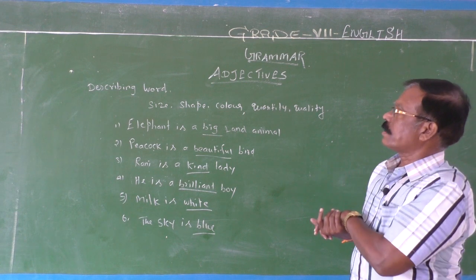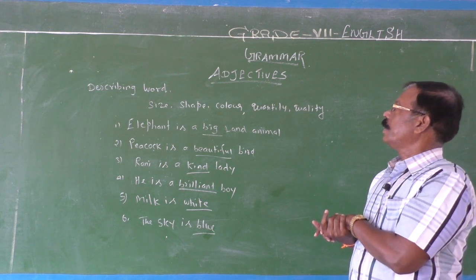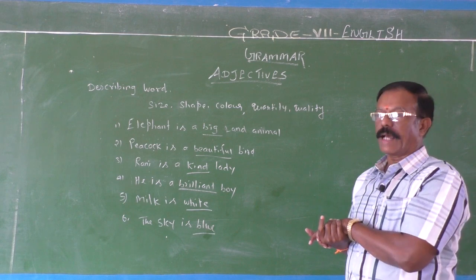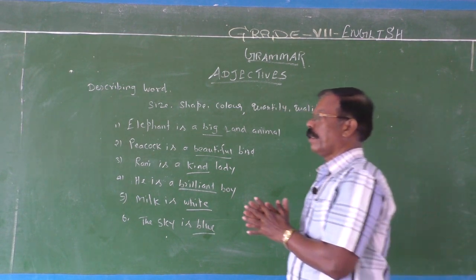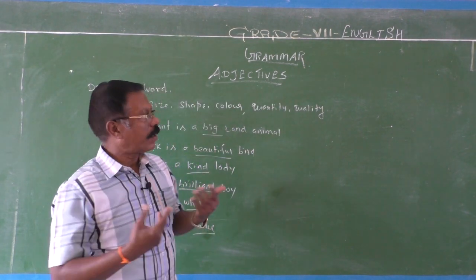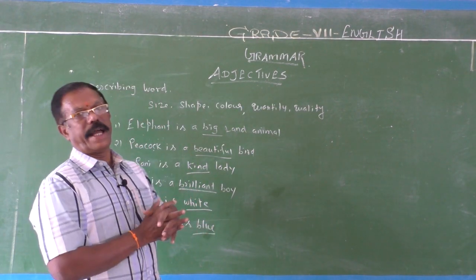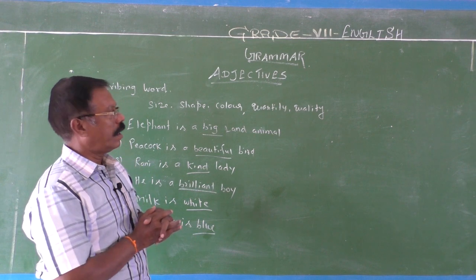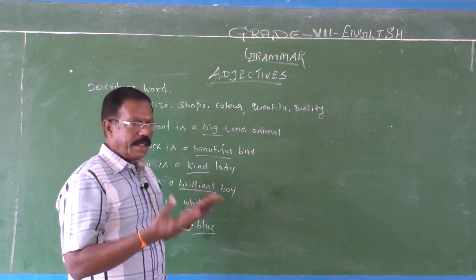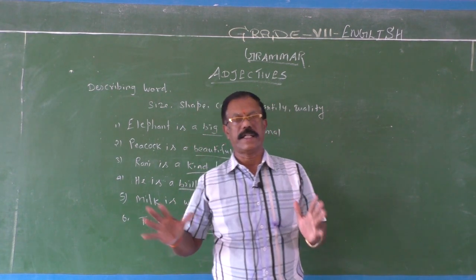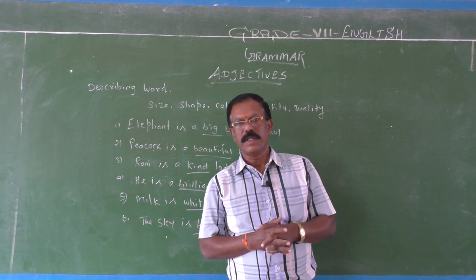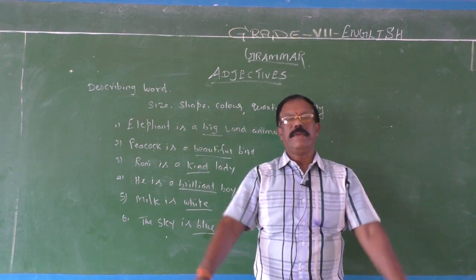In today's video class, I am going to teach you the second chapter in your grammar book, Collins English Grammar, the second chapter, Adjectives. I hope all of you have some basic idea about these adjectives. Let me give you a short and brief definition for adjective. What's adjective? Adjective is a describing word.